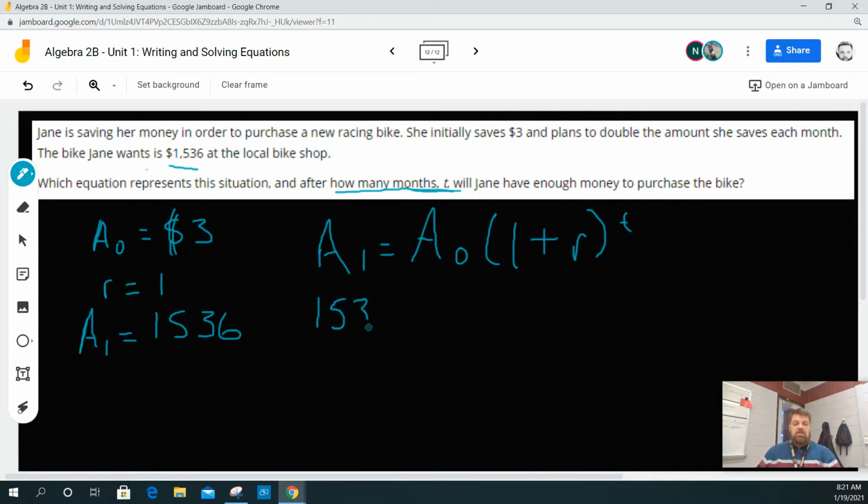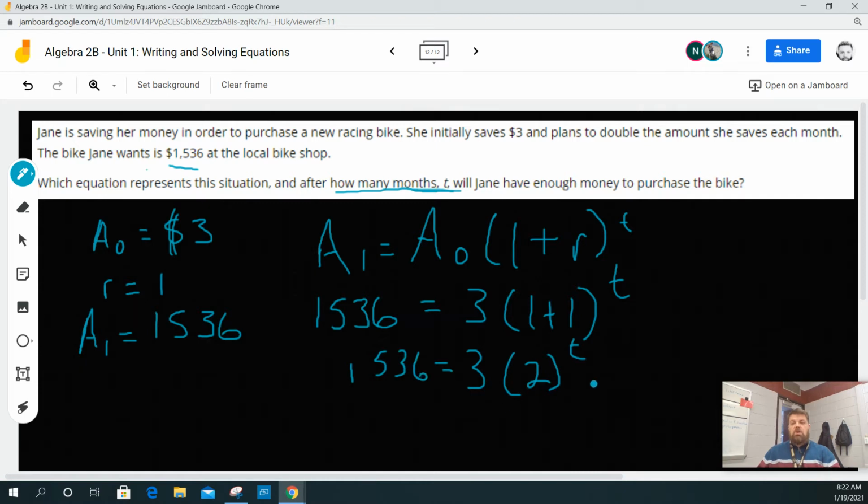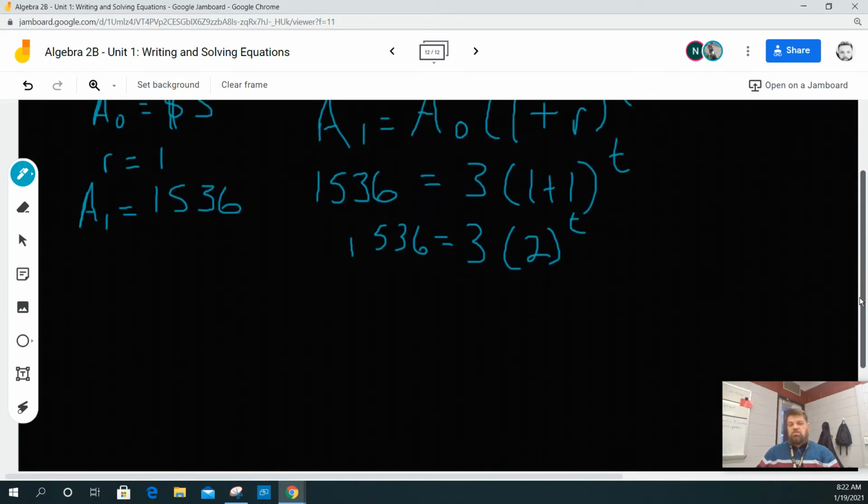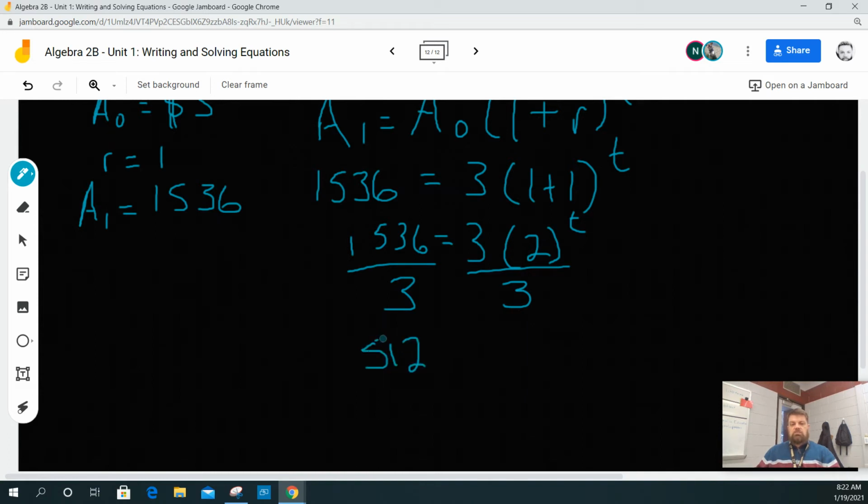So I've got 1,536 is equal to 3 times 1 plus 1, right? So then 3 times 2 raised to the t. Now we're going to solve this without using a calculator. This one's pretty easy. I'm going to divide this by 3 and divide this by 3. So that's 512. Okay, 512 times 3 gives you 1,536. But now that's 2 raised to the t.